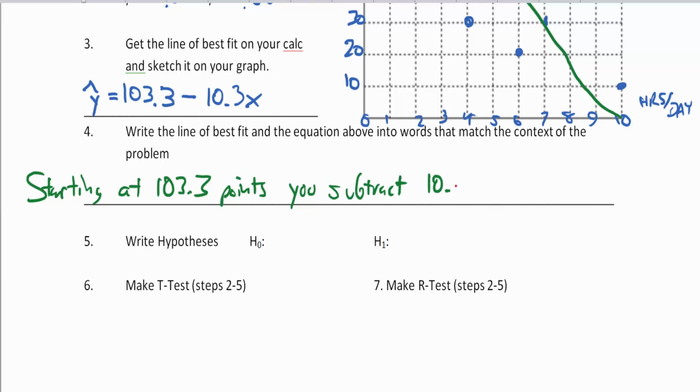You subtract 10.3. Now this again is a slope. Slope is y over x. So slope is your y units, so points, over, or per, your x units, in this case hours of screen time, screen time per day. So 10 hours of non-academic screen time is not going to give you a very good grade. That's a lot of time not working on school. So that is your translation.